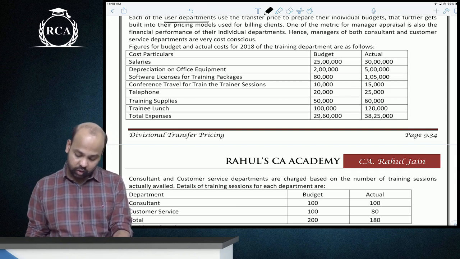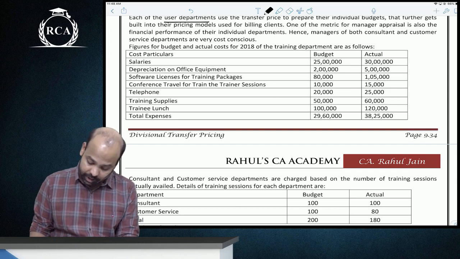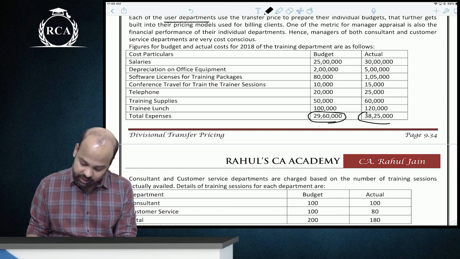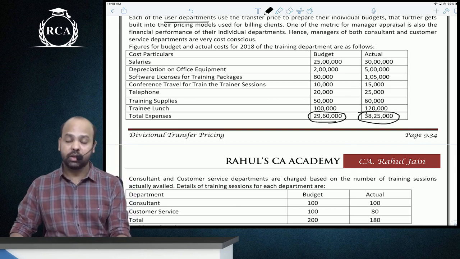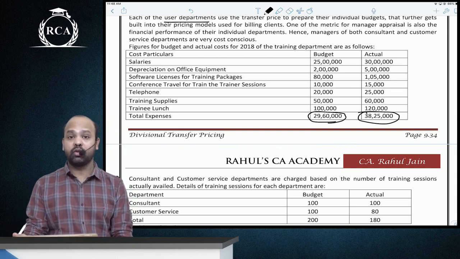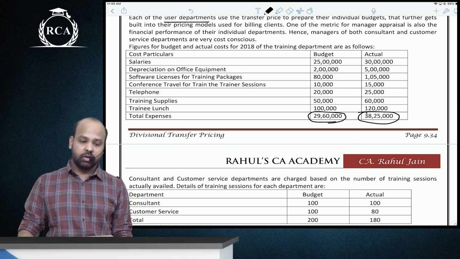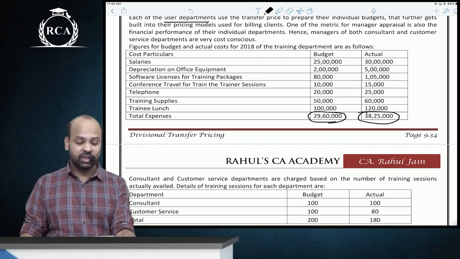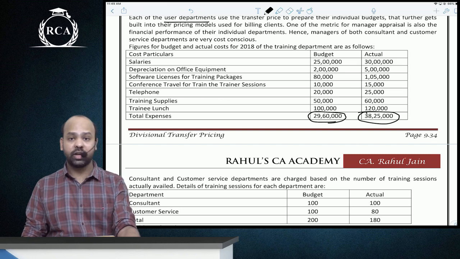Trainees lunch, total expenses. They budgeted the expenditure to be 29,60,000. The actual expenditure turned out to be 38,25,000, as such, guys. Now, because of this, the cost allocation would drastically change. The cost allocation as such, guys, would drastically change. Yes or no? Yes, sir. The cost allocation will change.